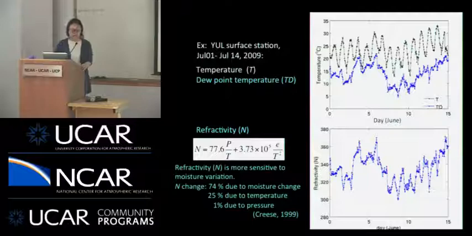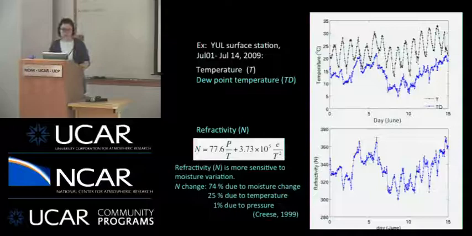Among the surface stations, about 74% of the refractivity change is due to the moisture variation, and about 25% of the change in refractivity is probably due to the temperature. So moisture still plays a very important role in the refractivity variation.